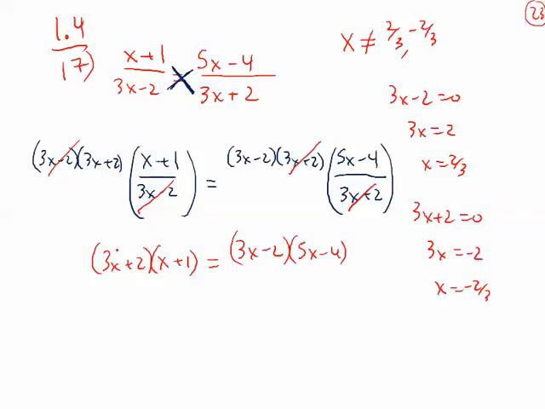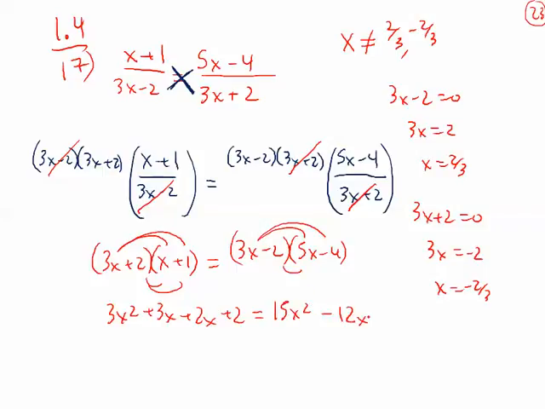Alright, got some work ahead of us here. So 3x squared plus 3x plus 2x plus 2. Other side. Ooh, oh boy, 15x squared, is that right? Minus 12x minus 10x plus 8. Again, watch my arithmetic here, make sure I'm doing it correctly. So 3x squared plus 5x plus 2, 15x squared, what is that, minus 22x plus 8?